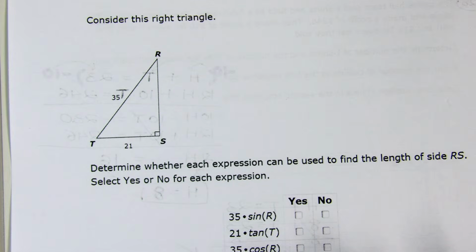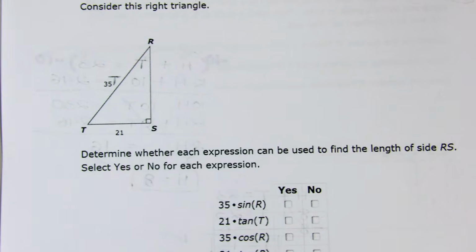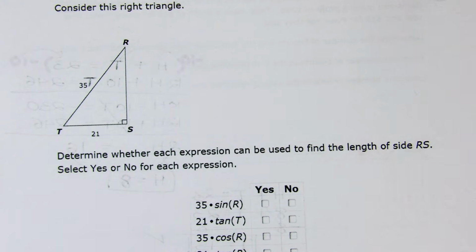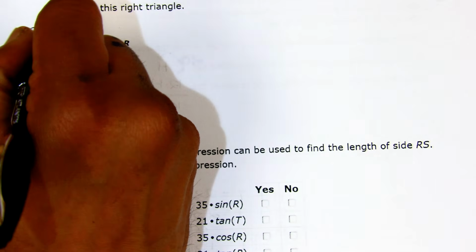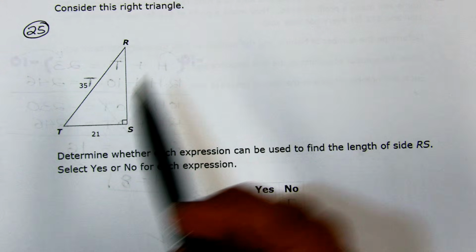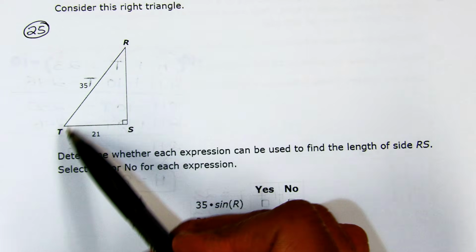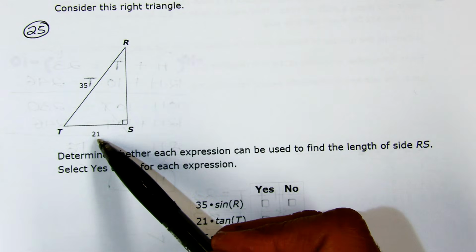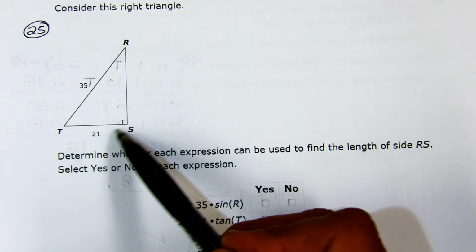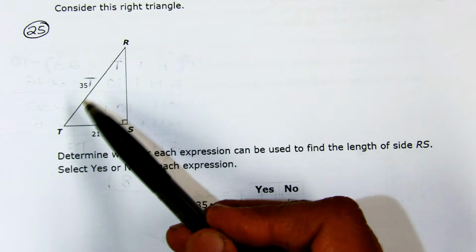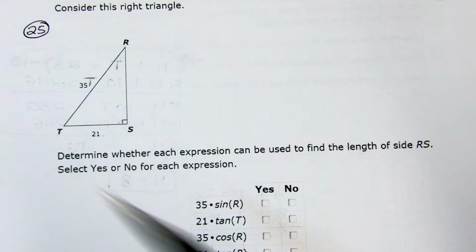Alright. Okay guys, so let's look at this example from the Smarter Balanced practice exam. This is question number 25. Let's see what it's asking us to do. It says, consider this right triangle. So we're given a right triangle, and we're given 2 of the sides: this side, 21, side TS, and then the hypotenuse, which is 35.